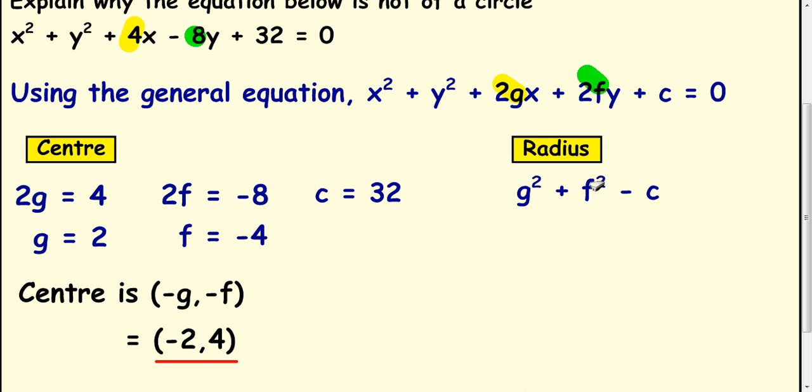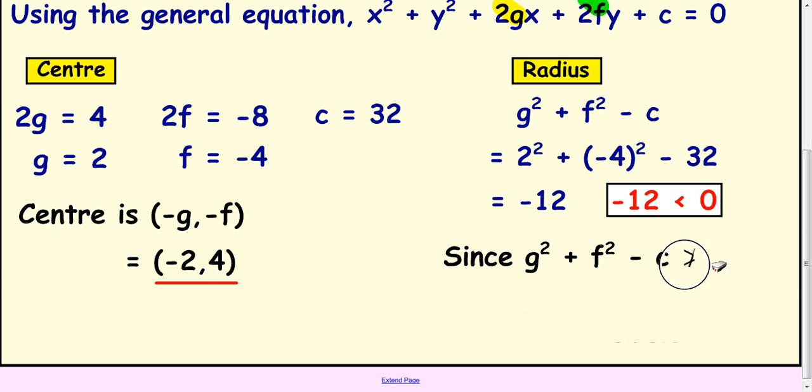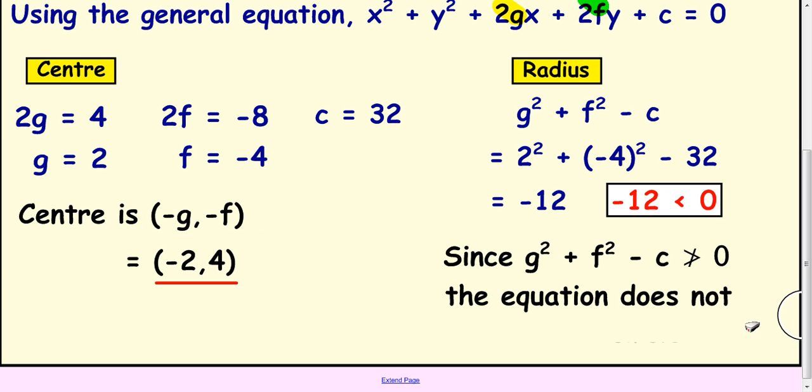Let's work out g squared plus f squared minus c. If this is greater than 0, then you can square root it, that's fine. But if it's less than 0, we can't, therefore it's not a circle. So substitute your numbers in, 2, negative 4 and 32. 4 plus 16 is 20. If you take away 32, you get negative 12. So since negative 12 is less than 0, that's not the equation of a circle. So all this says is, since g squared plus f squared take away c is not greater than 0, the equation does not represent a circle.